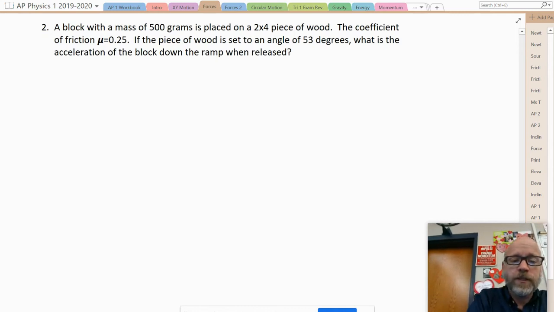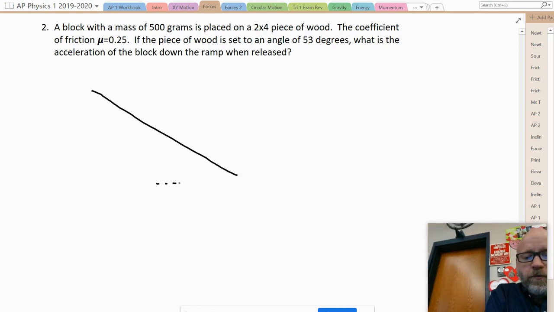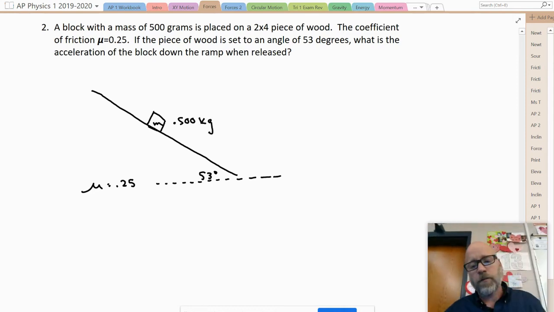All right, first thing I'm going to do is draw a picture. Now I alternate the direction of the incline, just so you guys don't get too used to it. The angle is 53 degrees, and mu is given to be 0.25. I have a block M that has a mass of 0.5 kilograms. I often convert that right in my diagram.